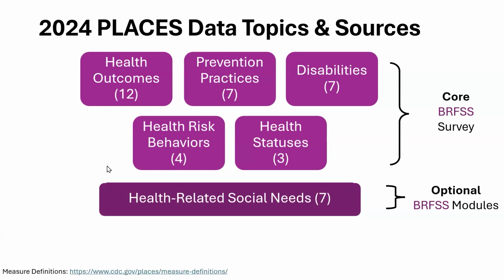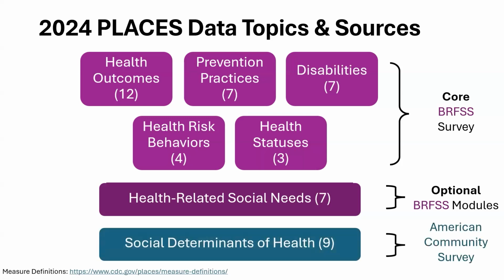In addition, there are 7 measures in this latest release on health-related social needs. These are derived from optional modules, though, and so they're only available for something like 30, 35, 36 states. These include measures on things like food and housing security and insecurity, and transportation access. And finally, there are 9 measures included in the PLACES dataset, if you were to go and download the full dataset, that come directly from the American Community Survey estimates and describe things like social determinants of health, poverty rates, educational attainment, etc.